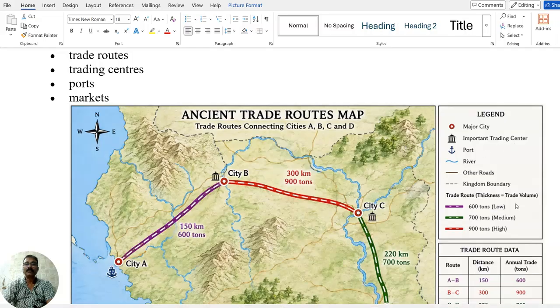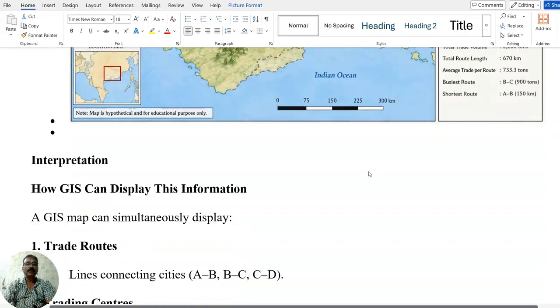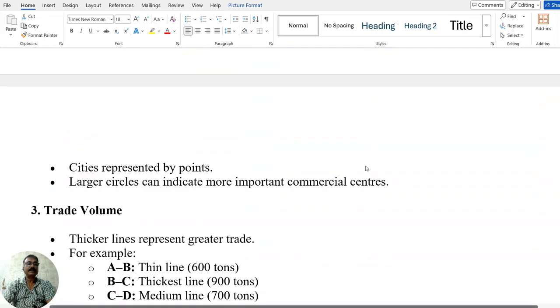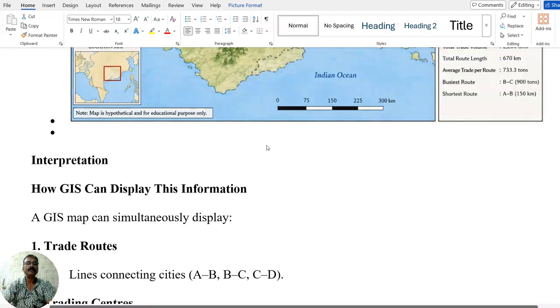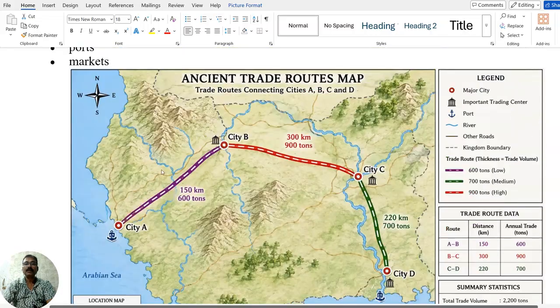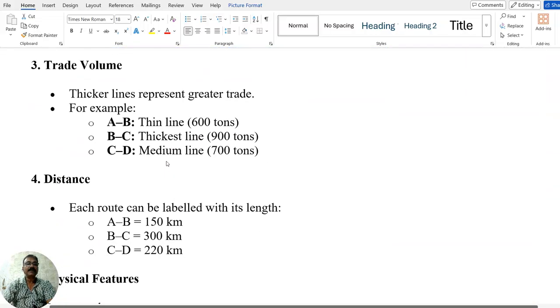Important trading centers, river, port. Where the port is, is given. So through this map, the historian can explain in this way. Trading centers: the cities are represented by points, and larger circles can indicate more important commercial centers. So all the information you are getting from this map. Now, how can you explain this?